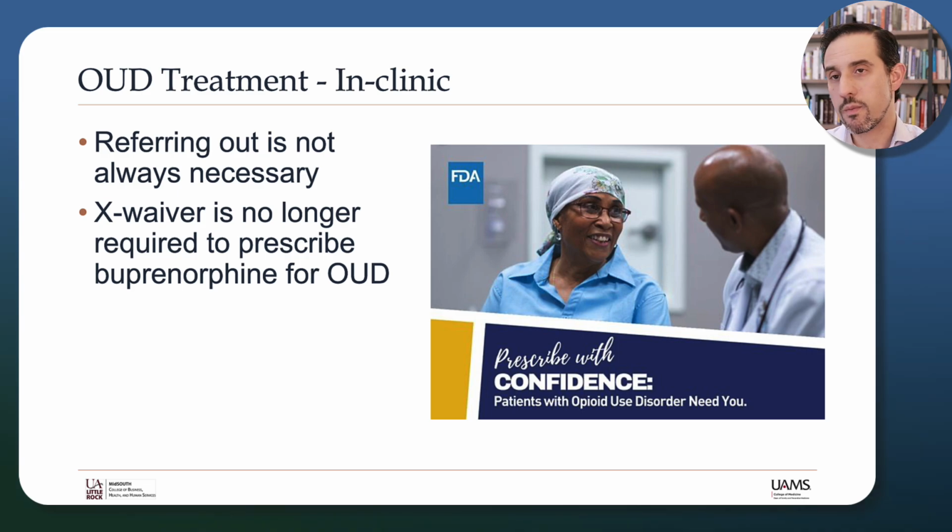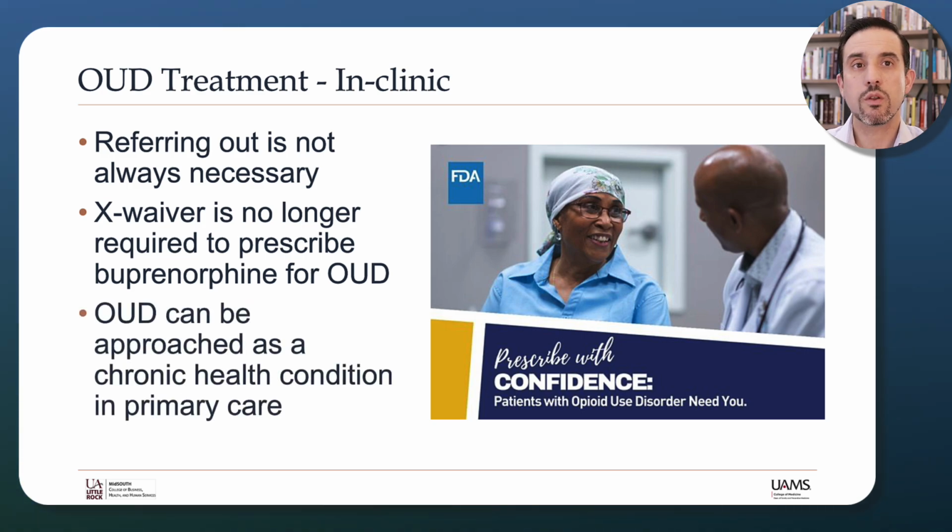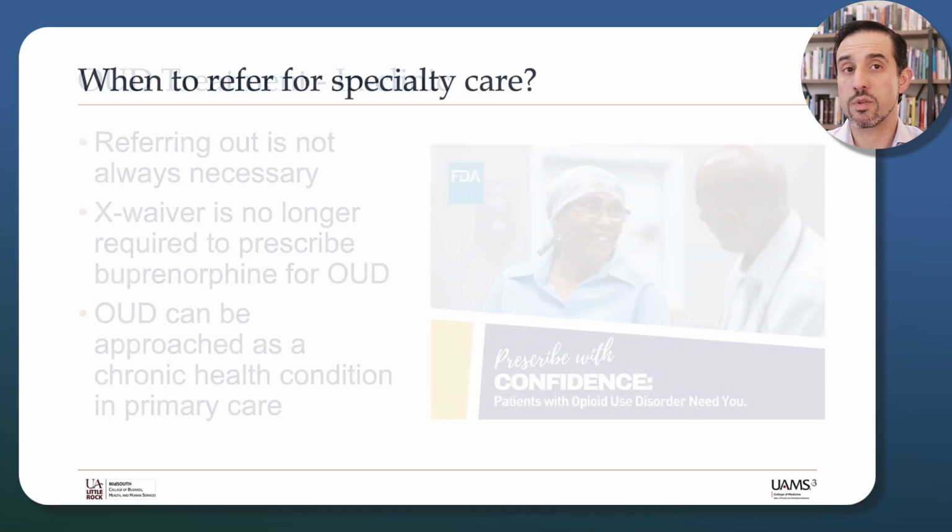There used to be something called an X waiver that you needed to prescribe buprenorphine for OUD. That is no longer the case. That has been removed. And you can look at OUD as a chronic health condition that you can manage from primary care. Ideally, again, psychosocial factors matter. Ideally, you hook someone in with behavioral health, either integrated or a specialist. More on that in a second, but it's not that you cannot manage this in any way or that you cannot prescribe buprenorphine. Because again, if you get somebody off of street medications and onto buprenorphine, they will be better off from a health perspective.